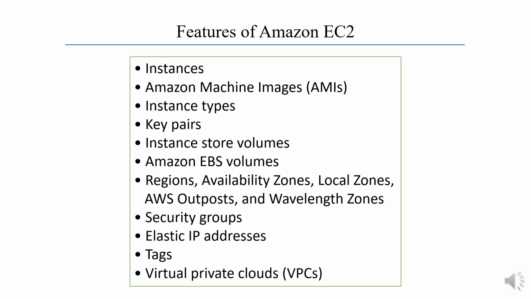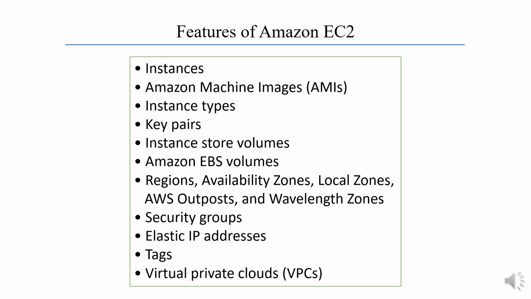Security groups. Security groups are for the security of your EC2 instances. A security group is a virtual firewall that allows you to specify the protocols, ports, and source IP ranges that can reach your instances and the destination IP ranges to which your instances can connect.